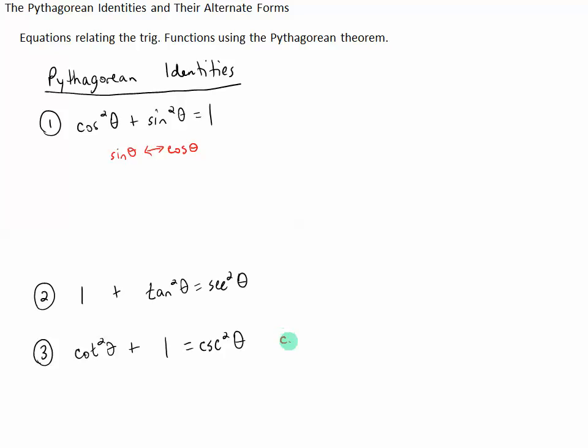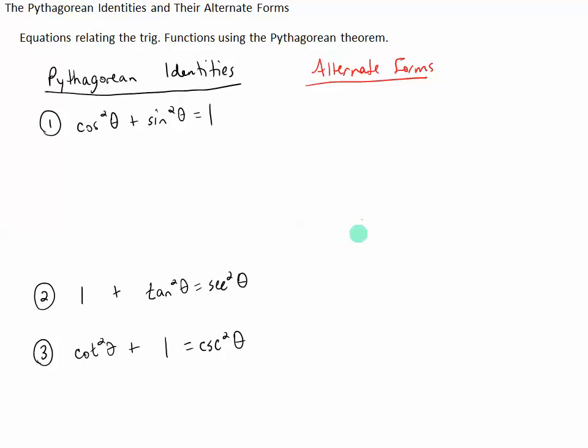The last one relates the two that aren't sine and cosine, so cotangent to cosecant. And the middle one relates the only two that are left, tangent and secant. And so these equations relate the trig functions in different ways. But these aren't the only ways. These are the most common ways. Let's look at some alternate forms of these Pythagorean identities.